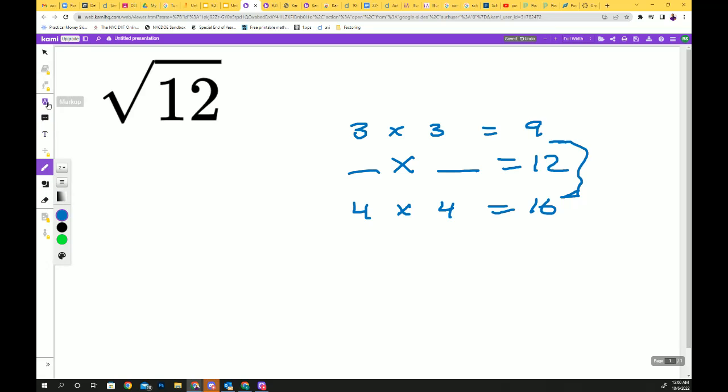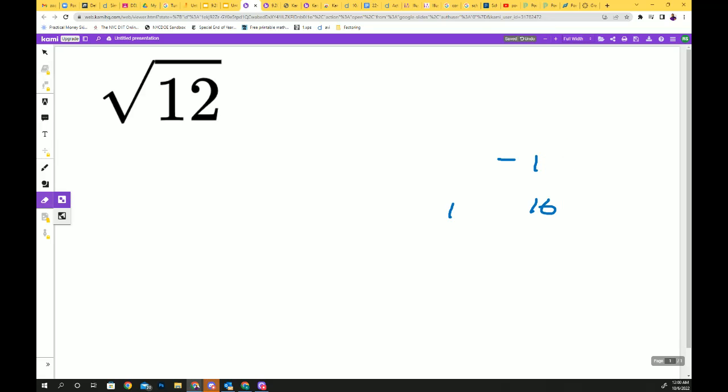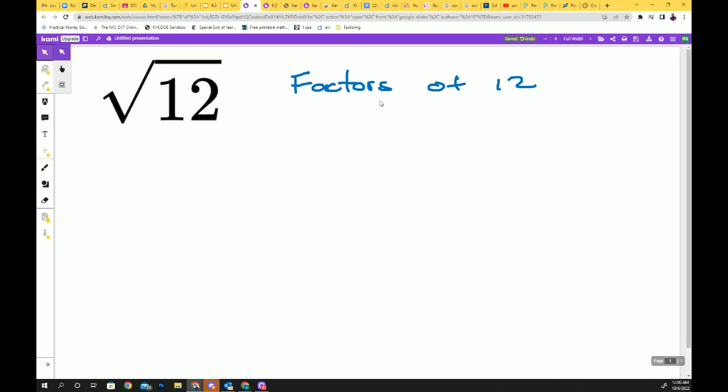So, we want to figure out how we can simplify the square root of 12 so that it's a smaller number inside of that square root. What we're going to do, let me erase this first, is look for the factors of 12. And we're going to try to identify if there's any perfect squares in the factors of 12.